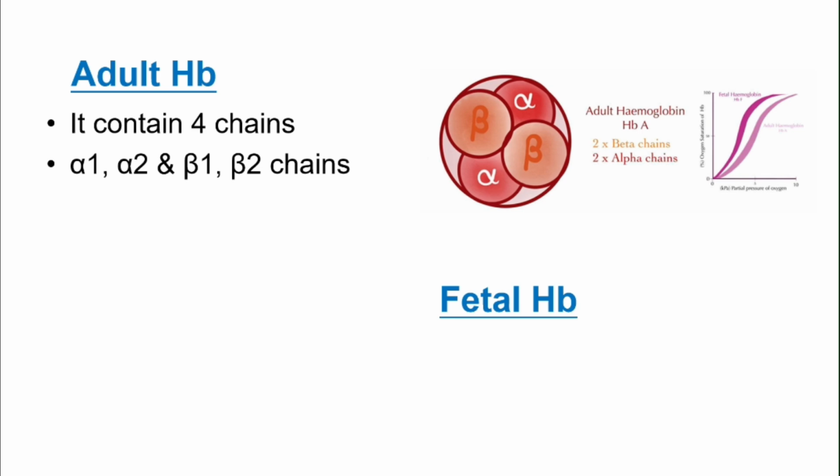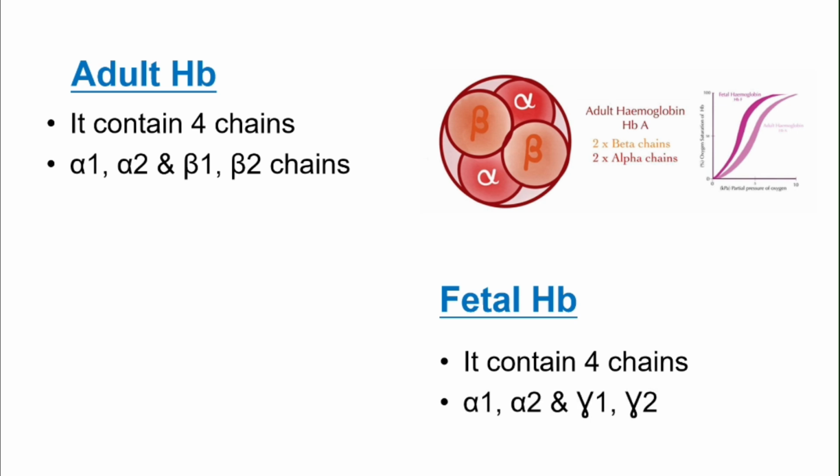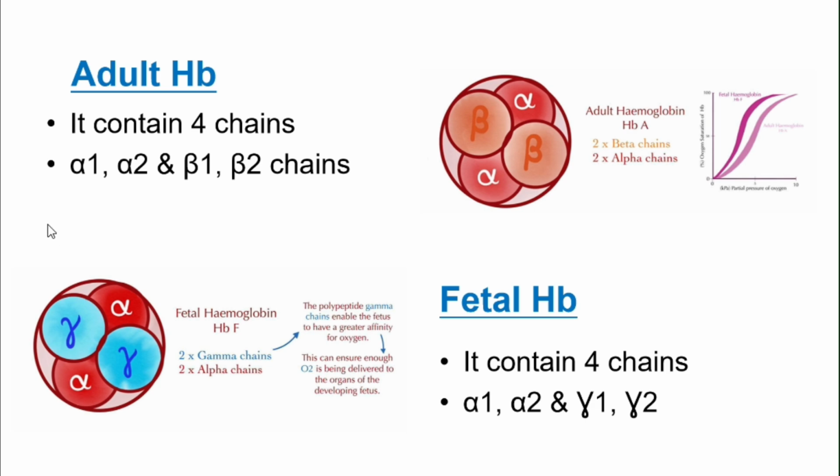Next we'll see fetal hemoglobin. Fetal hemoglobin also contains 4 chains, but here the difference between adult and fetal hemoglobin is the beta chains are replaced by gamma chains. Here we have chains like alpha 1, alpha 2 and gamma 1 and gamma 2. Here we have an image of fetal hemoglobin, with 2 alpha and 2 gamma chains. The gamma chains are responsible for higher affinity to oxygen so that the developing fetus can receive more oxygen for its organs.